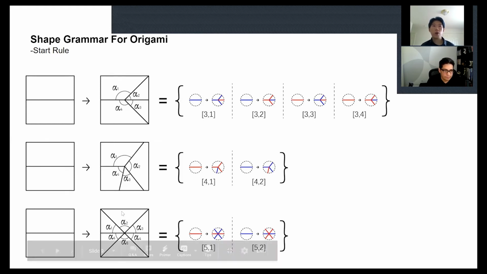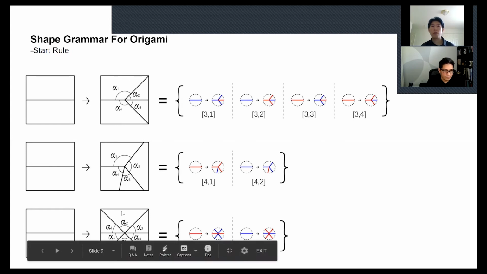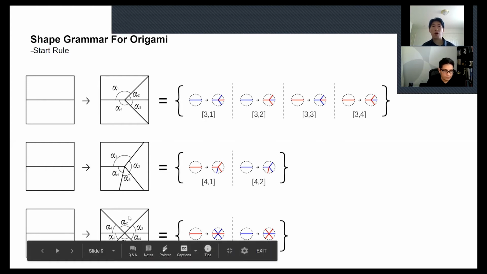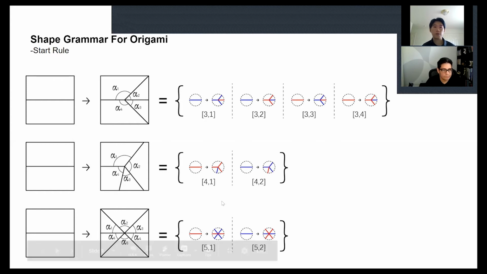And in rule 5, alpha 1 equals alpha 6, alpha 3 equals alpha 4, and also alpha 1 plus alpha 2 plus alpha 3 equals alpha 4 plus alpha 5 plus alpha 6, and they both equal 180 degrees.